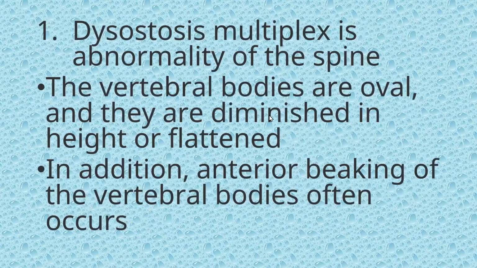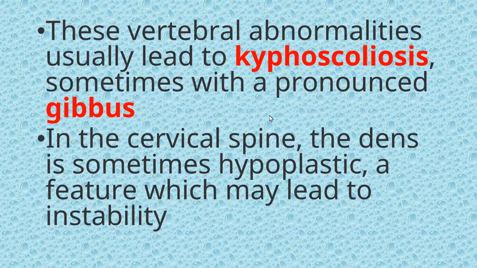Dysostosis multiplex includes an abnormality of the spine. The vertebral bodies are oval. They are diminished in height or flattened. In addition, if you look at the lateral view, you see that there is anterior beaking of the vertebral bodies. These vertebral abnormalities usually lead to kyphoscoliosis with a pronounced gibbus, meaning a kyphus. In the cervical spine, the dens is sometimes hypoplastic, a feature which may lead to instability.